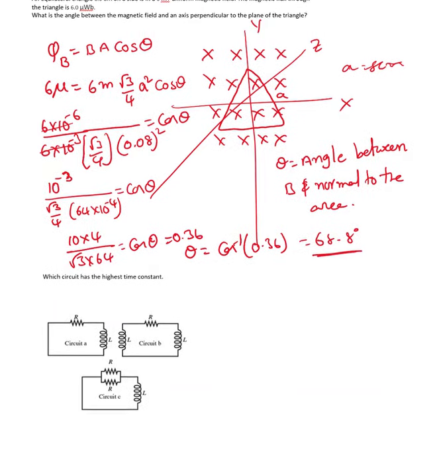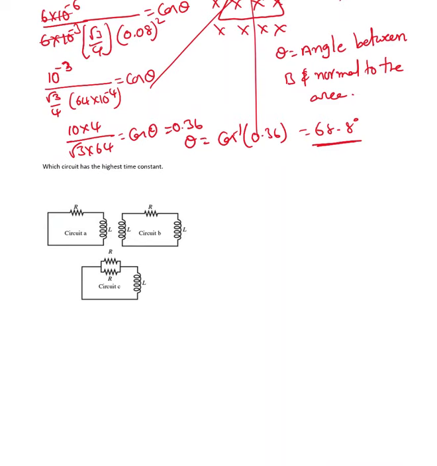Okay, the next one here: which circuit has the highest time constant? For an RL circuit, the time constant is tau equal to L over R. That's the time constant for an RL circuit. So let me take this as circuit 1, circuit 2, circuit 3. Actually he gave us A, B, C. Probably I can follow A, B, C. I didn't realize that.